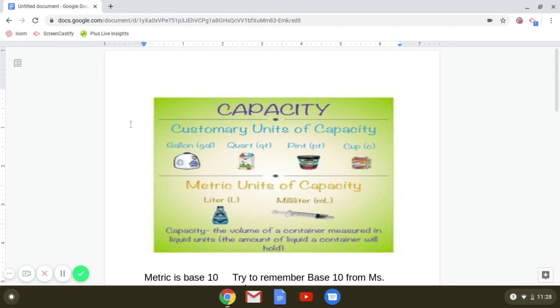When we talk about volume, we're talking about capacity, and we already went over our customary units of capacity in other videos. Gallons can be broken up into 4 quarts. A quart can be broken up into 2 pints. A pint can be broken up into 2 cups. And a cup can be broken up into fluid ounces. For metric units of capacity, here we have milliliter and liter. For this video, we'll just focus on those 2.